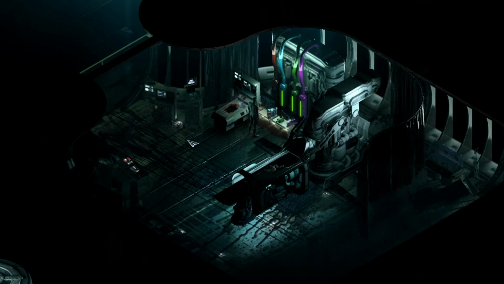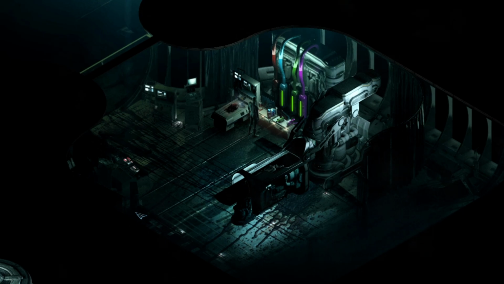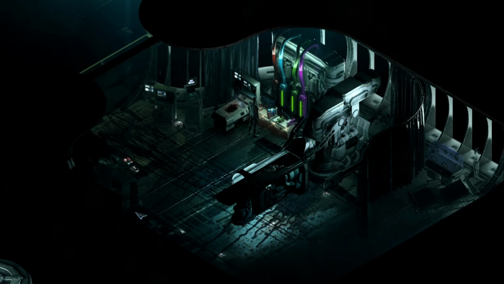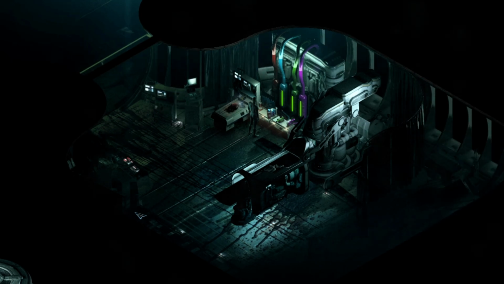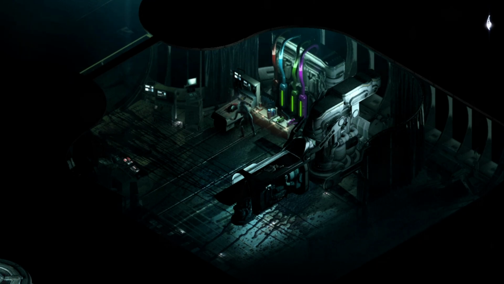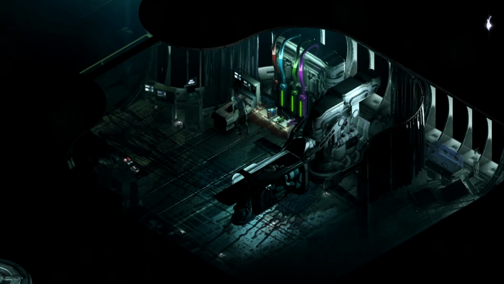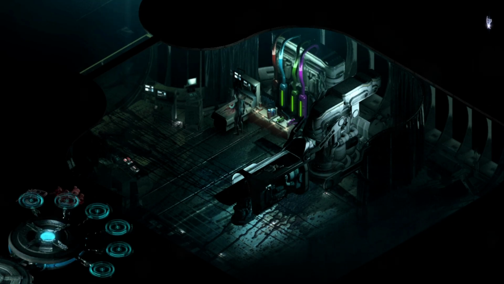Okay. How does one refine biological tissue? I guess I don't know anything about preparing organs for surgery. Oh wow. John, don't inhale that.